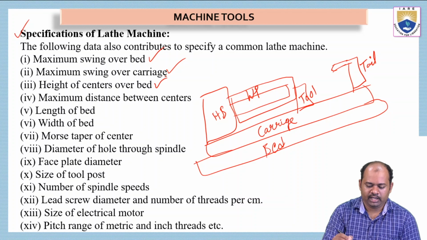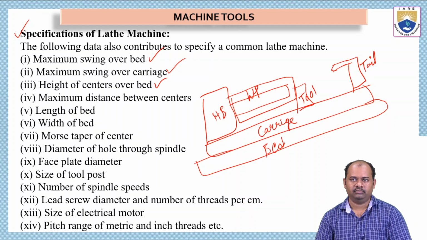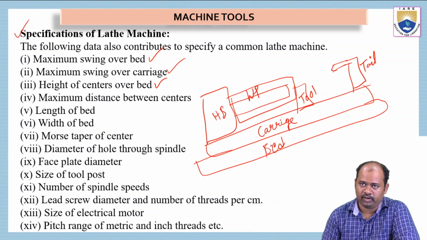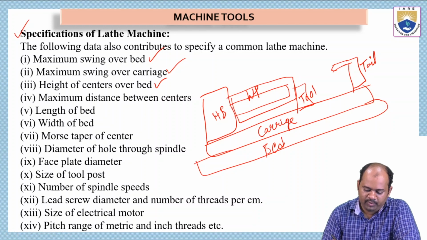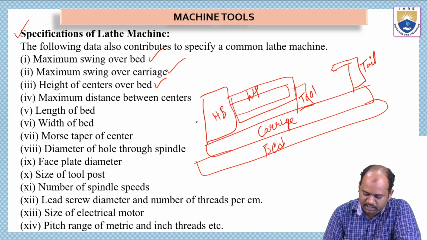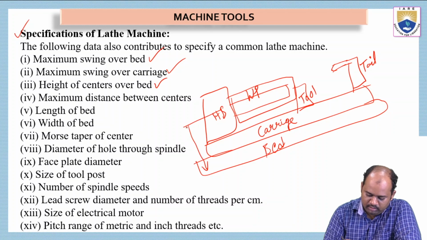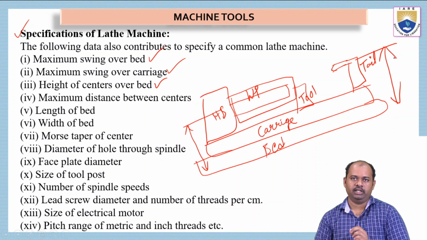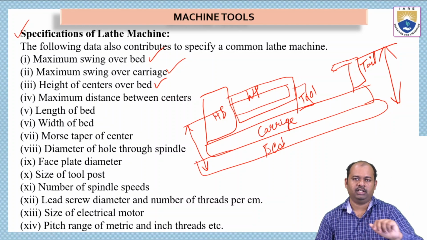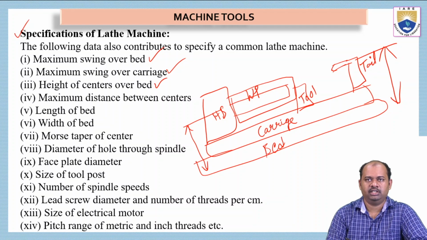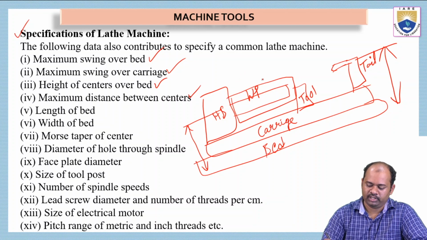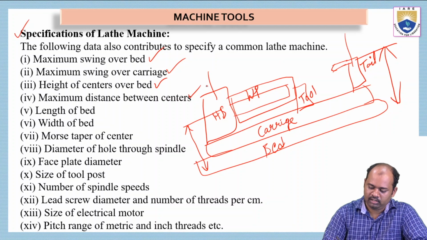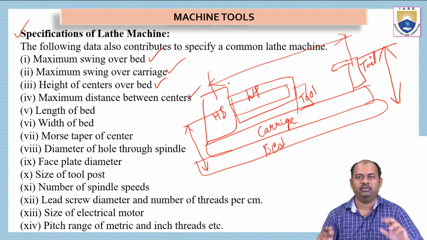And then height of centers over bed. So this is the bed, we have already written here. Out of this bed, how much is the height of the centers? So this is the headstock center and this is the tailstock center. These values are also taken into consideration when we specify a particular lathe machine. And then maximum distance between centers, which we have already discussed. So the distance from here to here is taken as the maximum distance between the two centers.